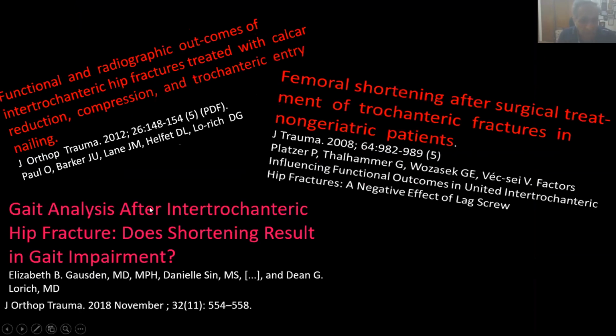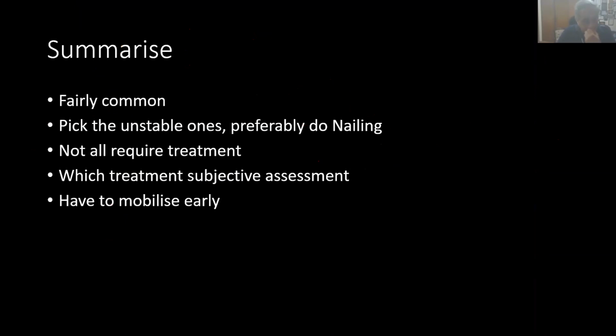If you really want to know how bad you can get, this is a great paper in the Journal of Orthopedic Trauma. Essentially, it shows us your gait is totally altered once you get this kind of a thing. To summarize, it's a fairly common thing. You have to pick the unstable ones and preferably do a nailing. Not all malunions will require a treatment, so who requires a treatment is an assessment you need to do for the patient. But whatever you do, mobilize them early.